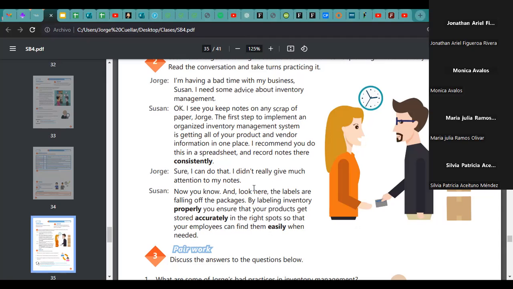Okay, so let's take some vocabulary. What is advice? Consejo, very good. What is scrap of paper? Chatarra. Es un pedazo de papel, so any paper. And let's see. What is spreadsheet? Hoja de cálculo. Very good, that is it. Let's see, labels. Etiquetas. Good. Falling off. Se caen. Se están cayendo.